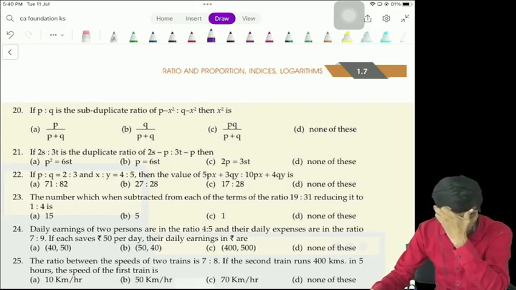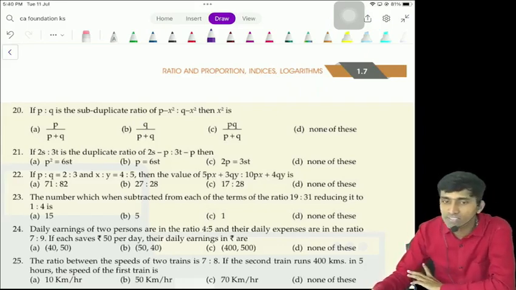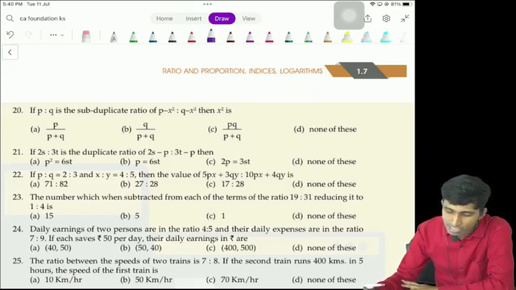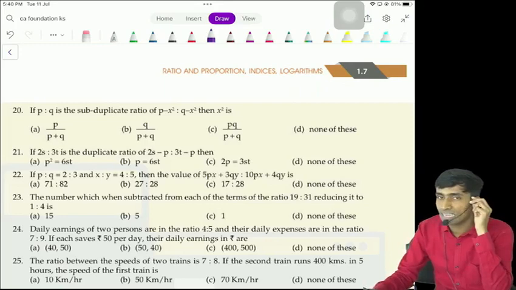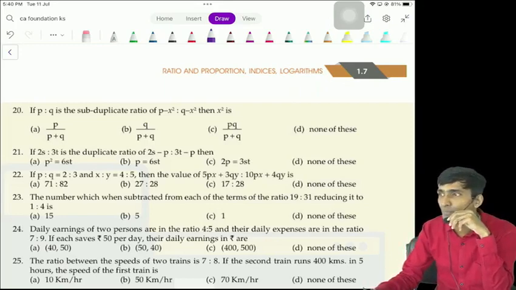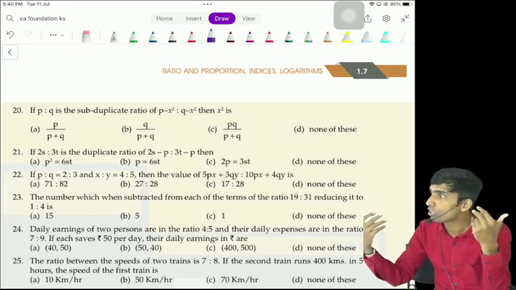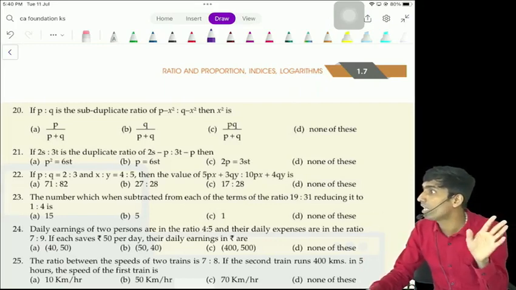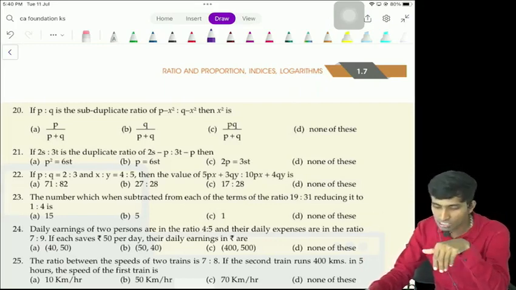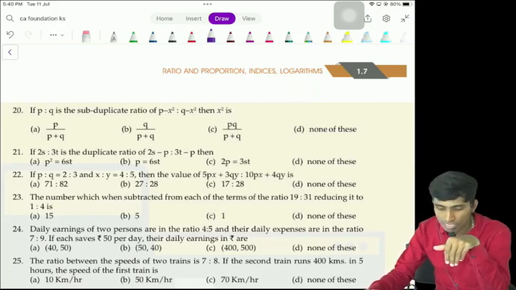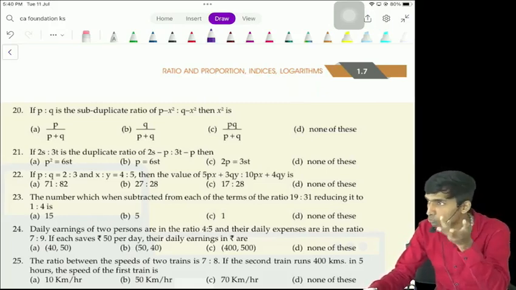How will we solve? Listen, P is to Q is given. Correct? Subduplicate of P minus X square is to Q minus X square. In maths such lengthy questions come now, so same to same question they repeat. So the answer is always by heart for those who have practiced well. There is no shortcut for this now. How will you calculate the value of X square? You will have to solve it.